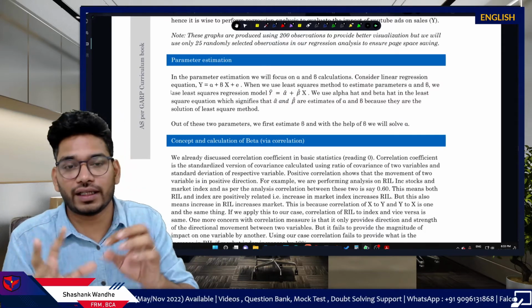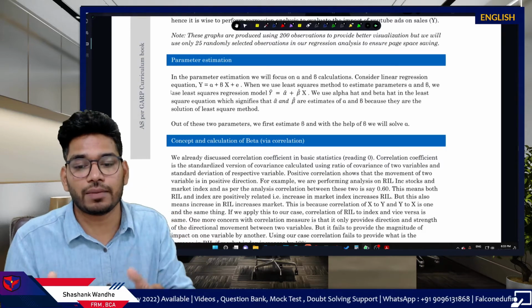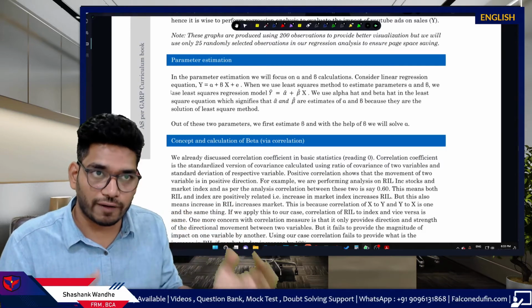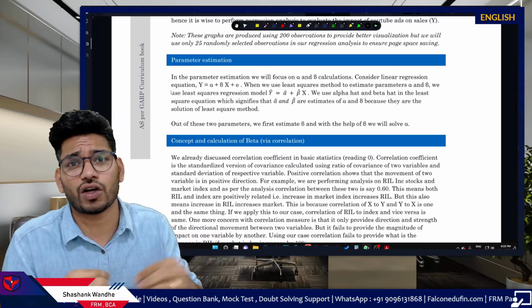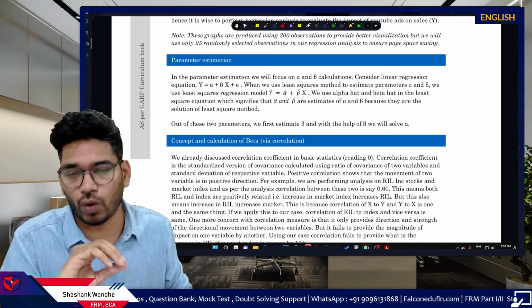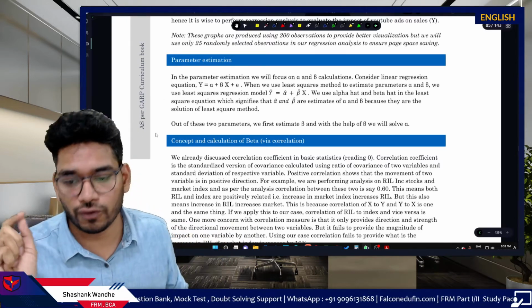But you have to make sure that whatever I'm saying is the important area, in that area you have to put more emphasis at the time of revision or at the time of preparation, whatever stage you are on. So you have to focus on that.